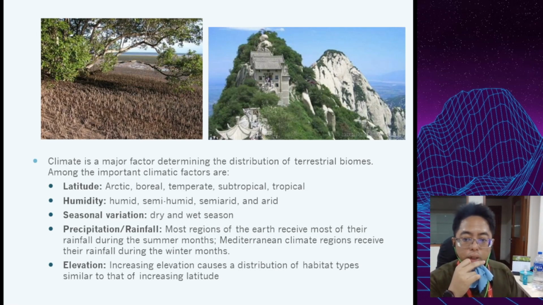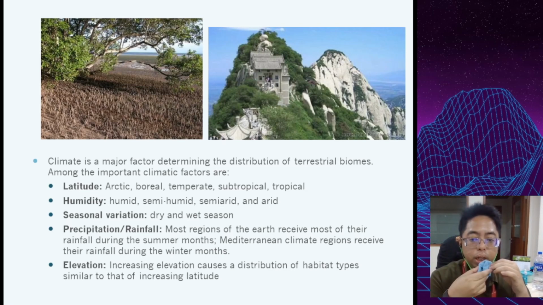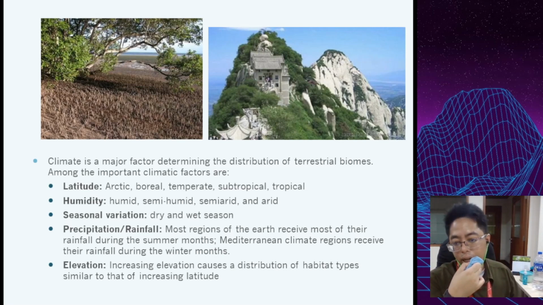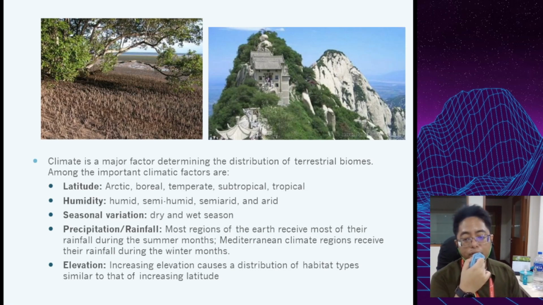So humid means that you have a lot of moisture in the air. Arid would be having less moisture in the air, which is dry air, for example in the desert. Then seasonal variation: the dry and wet season. Precipitation and rainfall: some areas on Earth have most of the rainfall during summer, while the Mediterranean receives rainfall during winter. Elevation: how is the height from the sea level? Increasing elevation causes distribution of habitat types similar to increasing latitude.